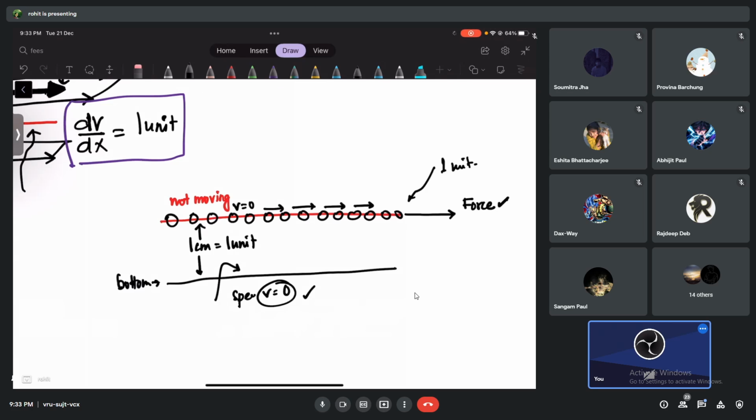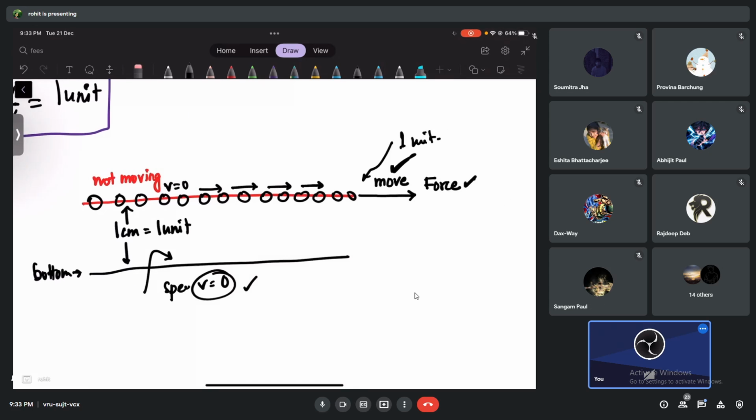I want the top layer to move. Right now they're not moving, right? Liquids may be at rest also, no? So they may not be moving. So I have to apply force to which layer? The topmost layer. Okay, I want the topmost layer to move with a speed of 1 centimeter per second.